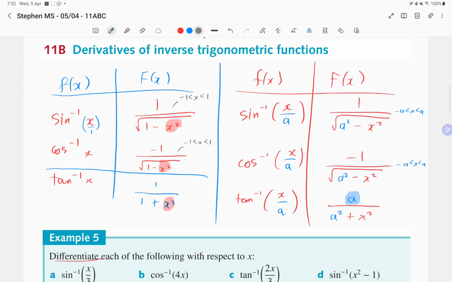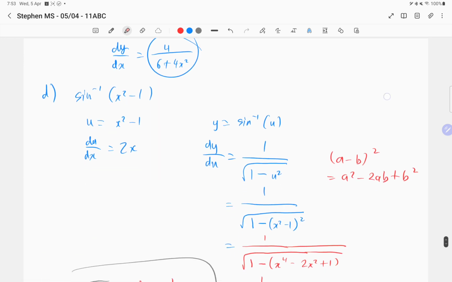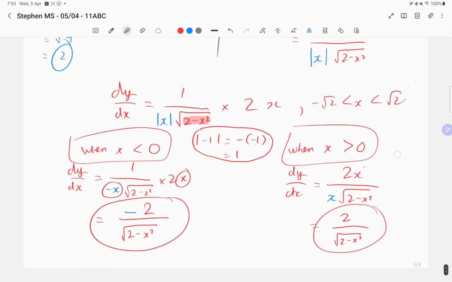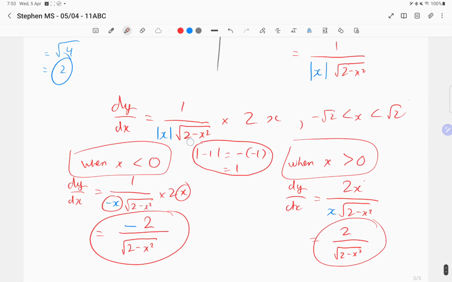Make sense? Because remember when you're solving it, the a squared here would be the y value, and it's x squared, so the x value would just be a. That's why it's simply just a. So when we have a value like 2, 2 minus x squared, you have to square root that to get the domain, which is from negative root 2 to positive root 2.